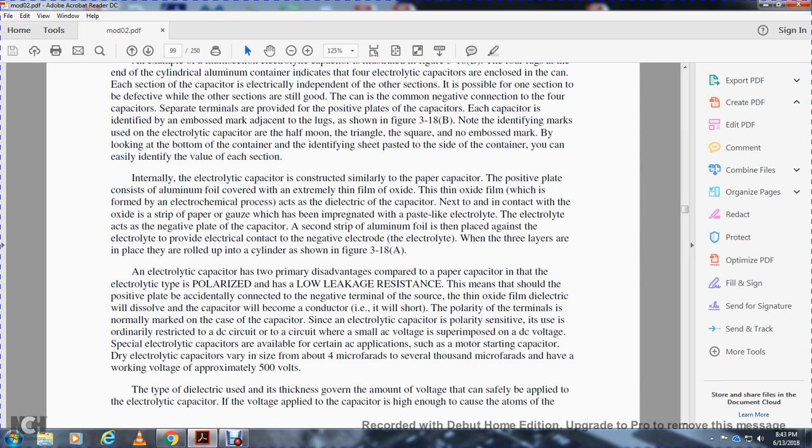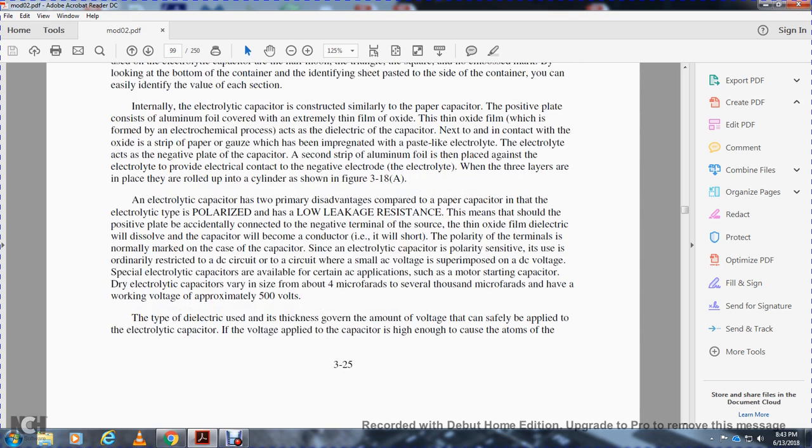Next to the oxide is a strip of paper gauze, which may be impregnated with a paste-like electrolyte. The electrolyte is also the negative plate of the capacitor. A second strip of aluminum foil is then placed against the electrolyte to provide negative electrolyte contact. The three layers are placed together and then rolled up in a cylinder, as shown in figure 318A-D.